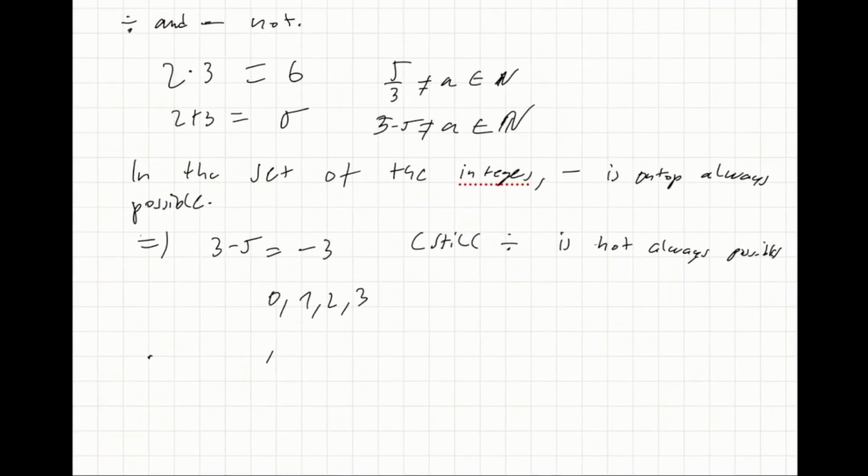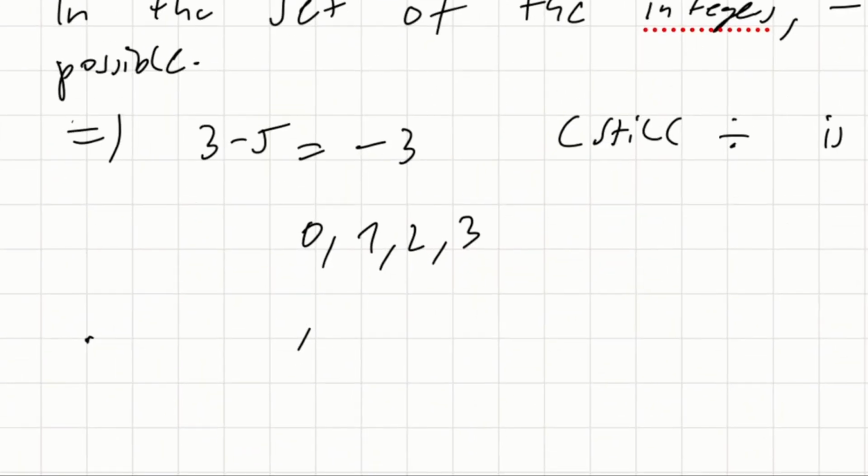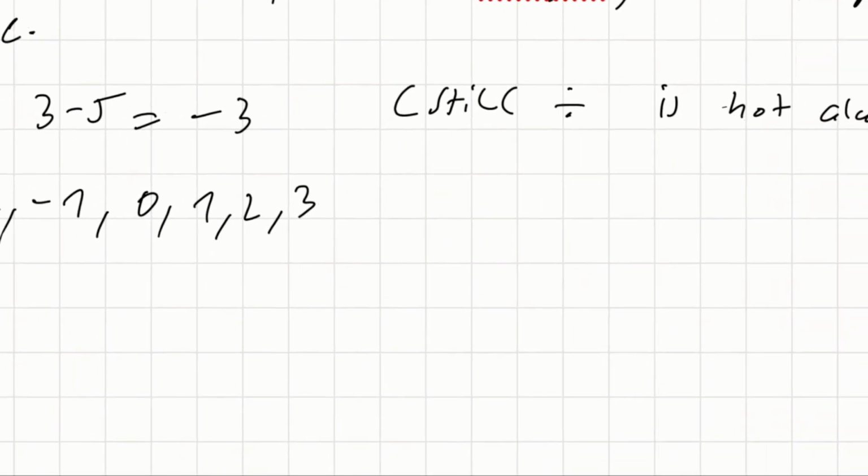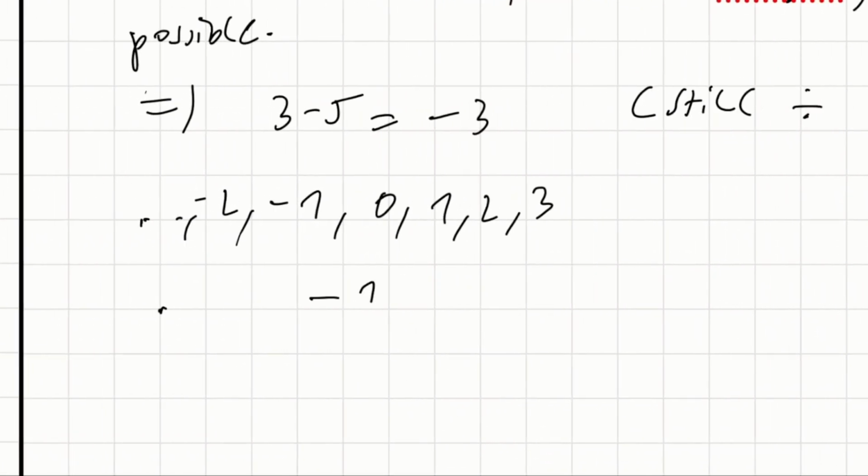So we have the set of integers. Minus is on top always possible. Division is still not always possible. For example, 3 minus 5 would give us minus 2. So now our natural number set is extended by minus 1, minus 2, and so on. As I said, division is still not possible, because minus 1 divided by minus 2 gives us a fraction, which is not an element of the integers.